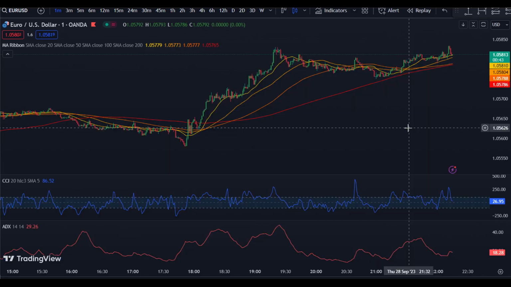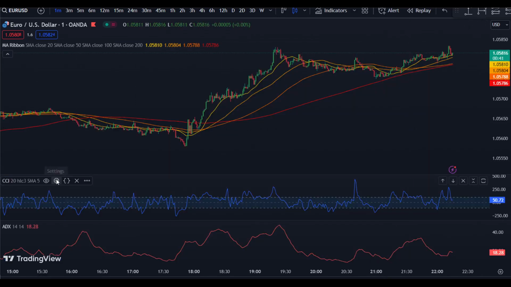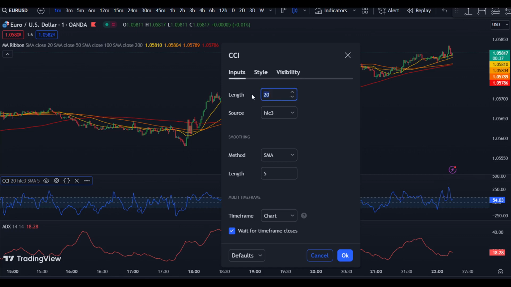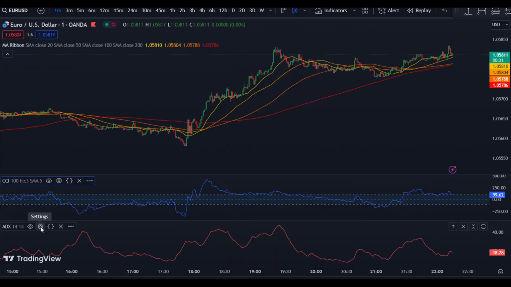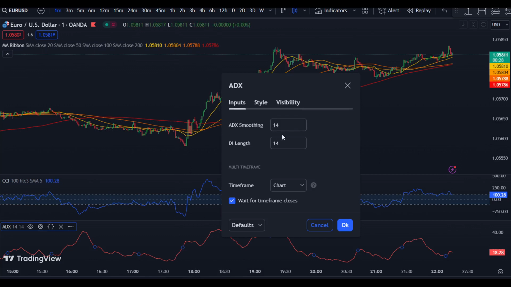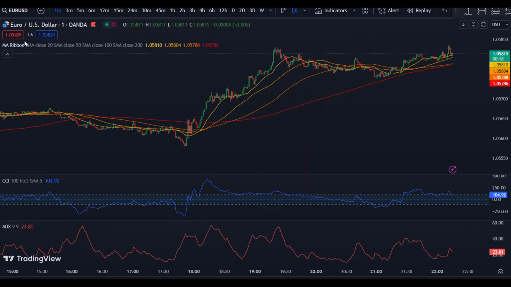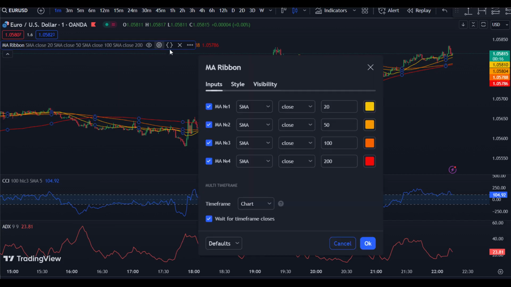Right, so we've got our indicators pulled up. We're going to go to settings on the CCI. We're going to change the length to 100. Go down to the ADX, click on settings. We're going to change the value of both of these to 9. Last, we're going to go up to the MA ribbon, go to settings.